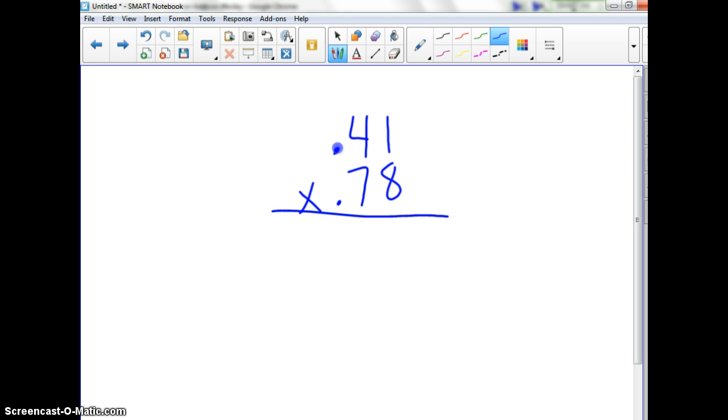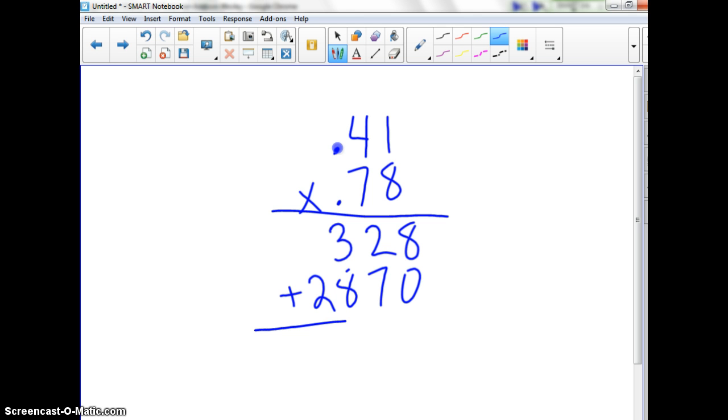Darius, what's my first partial product? Just my first partial product. Just read it from left to right. 328 should be your first partial product. Check it. Make sure you got it right. Now I need my second partial product. Darius? There you go. 2,870. Now when I add them together, I want my final product.